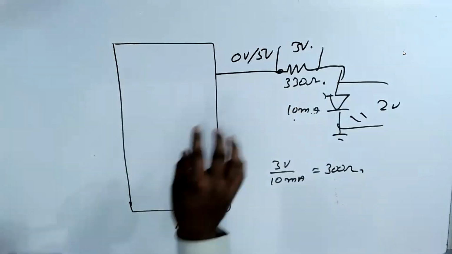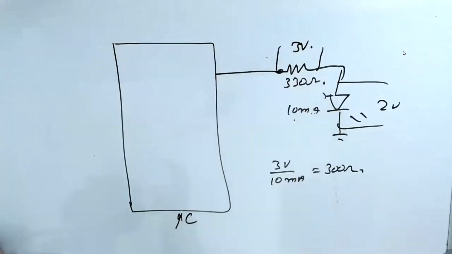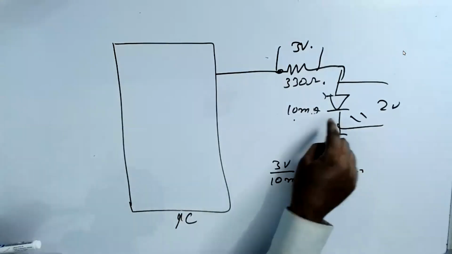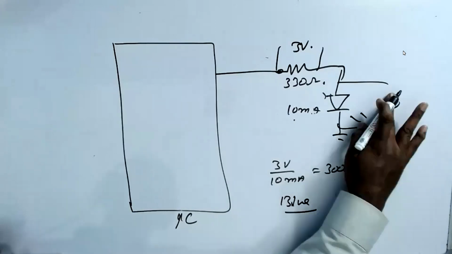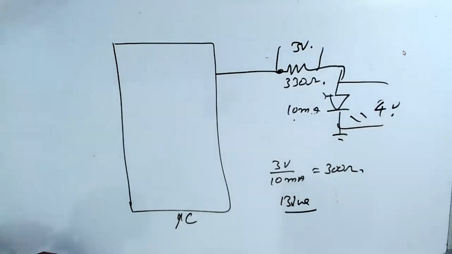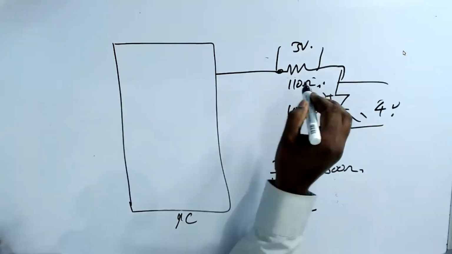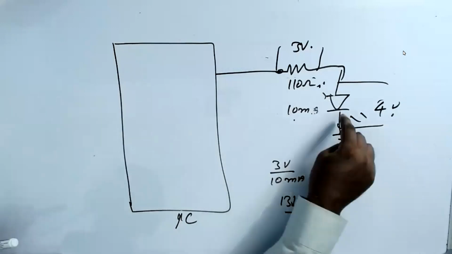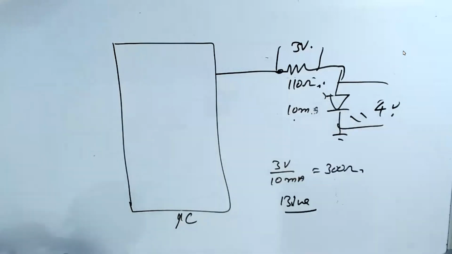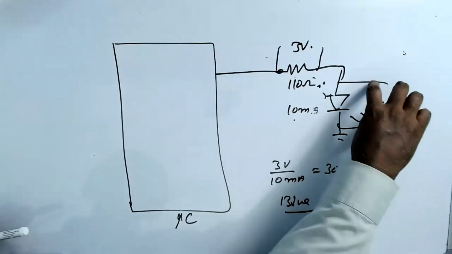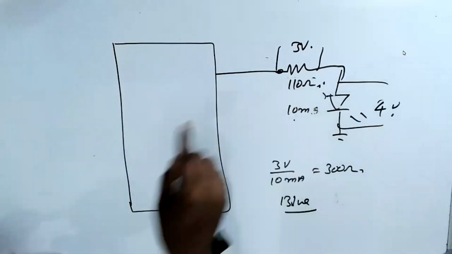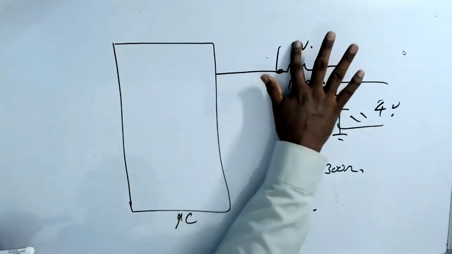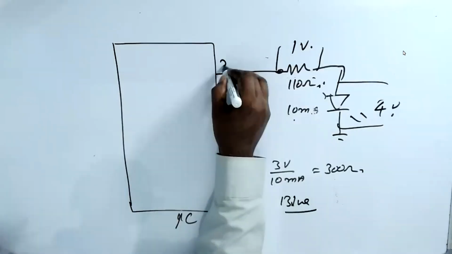So if you change the voltage, the resistor will change. For example, if you take a blue LED, the voltage will be 4 volt. So the resistor has to be 110 ohm, not 330 ohm. Understand? If you change the LED, then the drop voltage also changes, so the resistor also changes. The voltage drop across the resistor will become 1 volt now, because the supply is 5 volt.